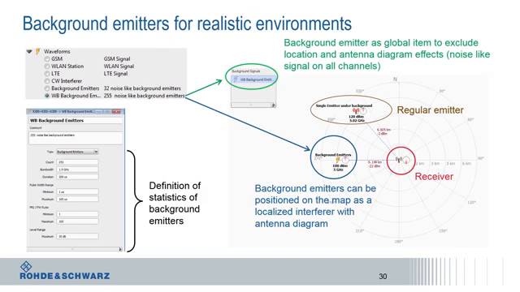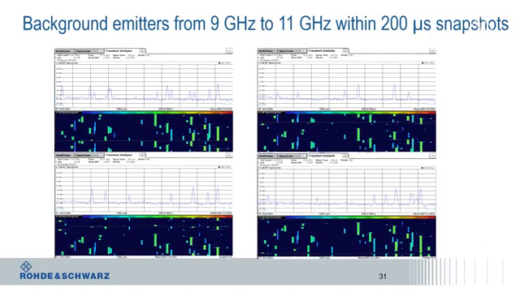The receiver is now receiving its wanted emitter signal in addition to the background emitter signals, which act like noise and which are also used in order to stress the receiver to get meaningful tests. Here are some screenshots of how these background emitter signals can look. I've used a 2 GHz wide baseband for this. So the total RF frequency I'm covering is from 9 GHz to 11 GHz. The snapshots are 200 microseconds long.